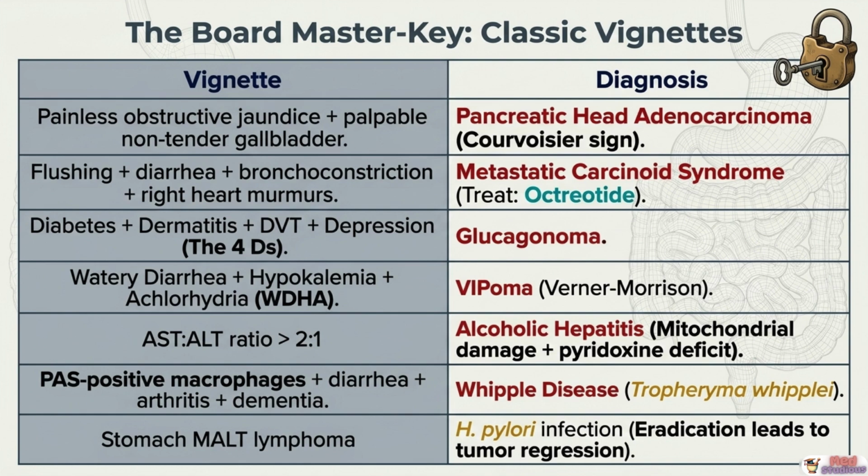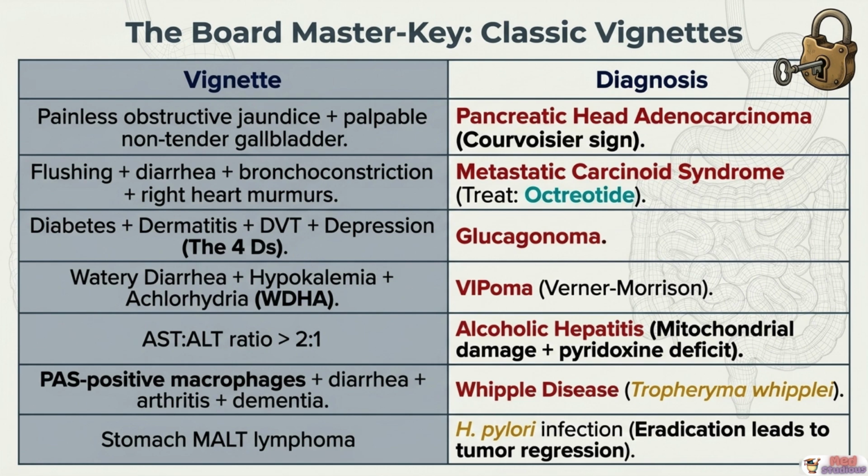Flushing plus diarrhea plus bronchoconstriction plus right-sided heart murmurs describes metastatic carcinoid syndrome, treated with octreotide and confirmed with elevated urinary 5-HIAA. Diabetes, a distinctive skin rash called necrolytic migratory erythema, deep vein thrombosis, and depression, remember it as the 4 Ds, points to glucagonoma.